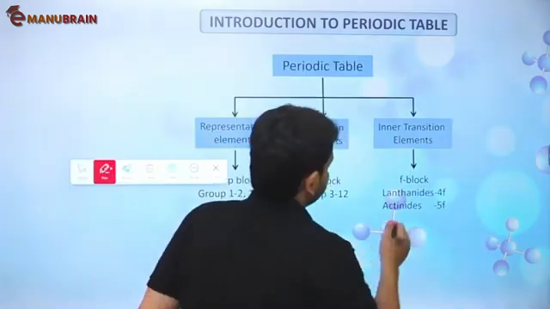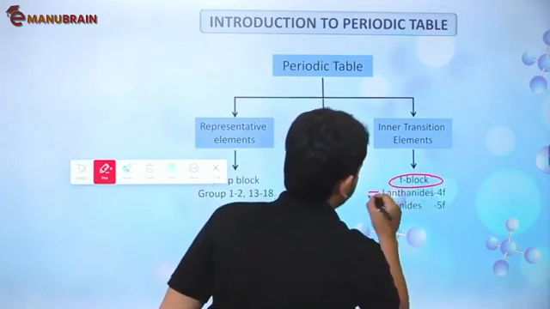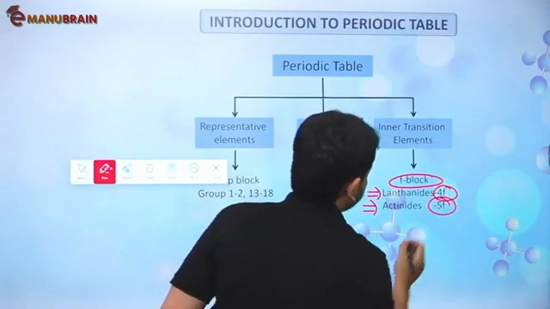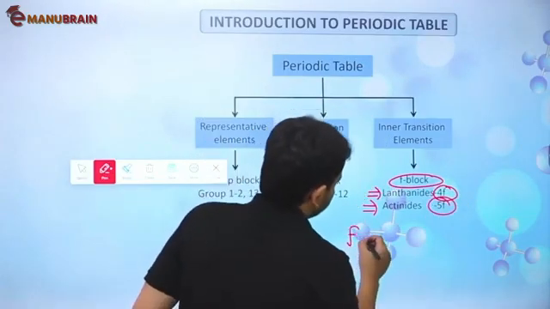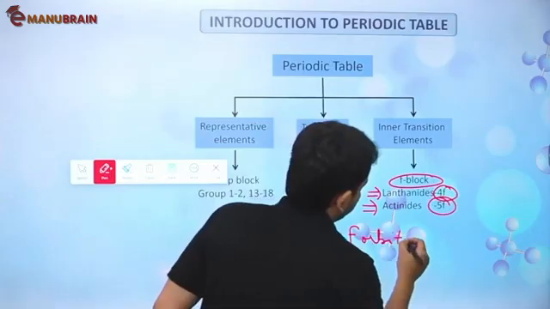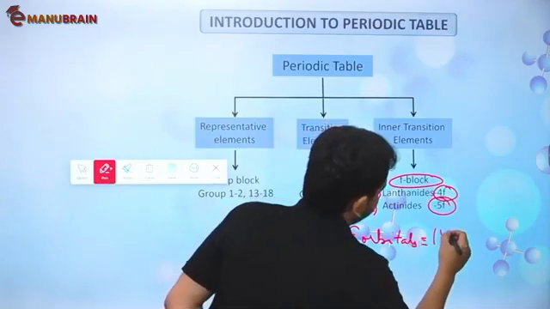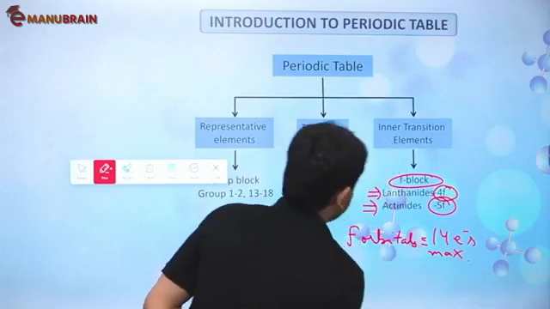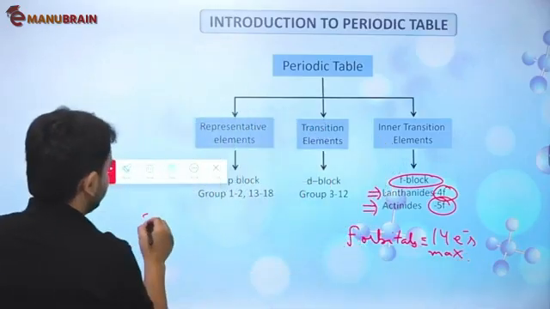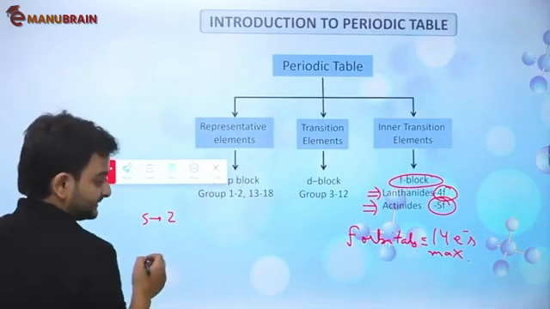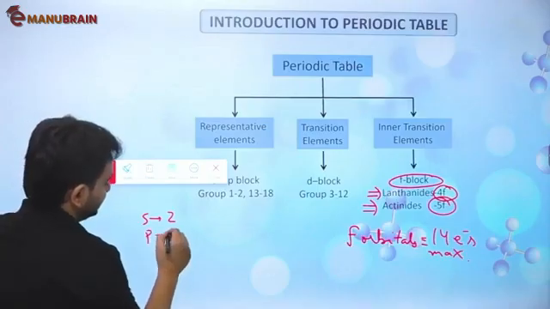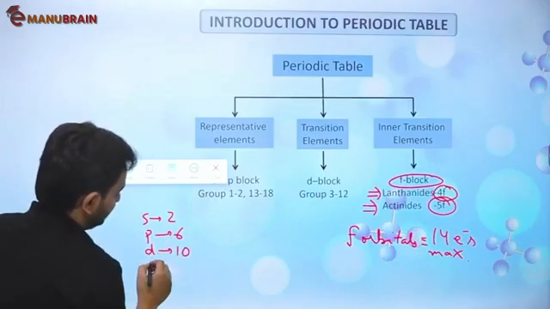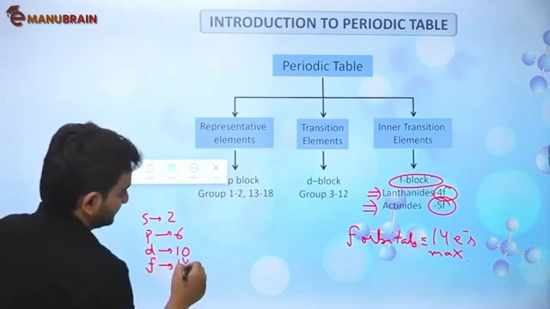The F block elements, guys, are the lanthanides 4f and the actinides 5f, right? So 4f and 5f. F orbitals can hold a maximum of 14 electrons. You know this, guys: S can hold 2 electrons max, P can hold 6 electrons max, D can hold 10 electrons max, and F can hold 14 electrons max.